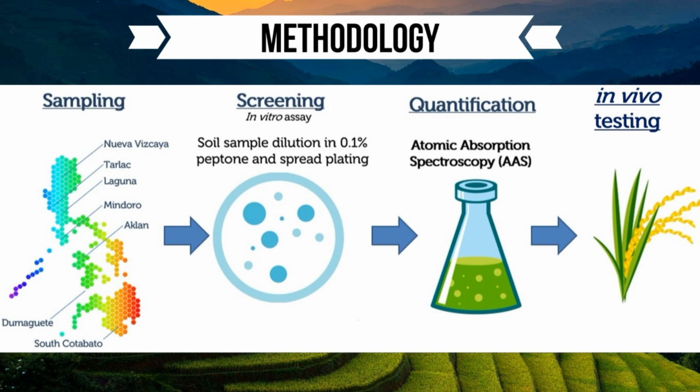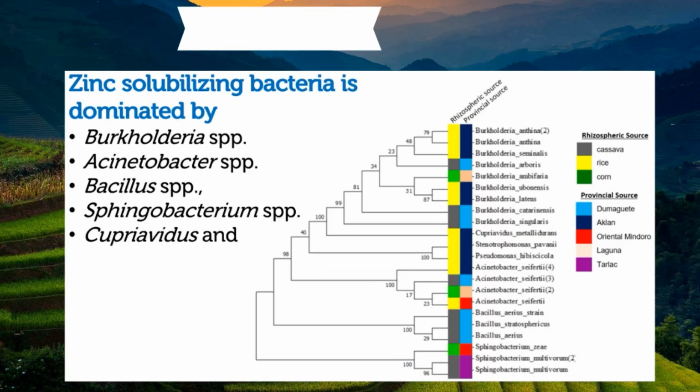We screened the isolates further for other plant growth promoting traits such as nitrogen fixation, phosphate solubilization, and biocontrol activity against Fusarium. And then, we quantified the amount of zinc released through atomic absorption spectroscopy. And then finally, we tested it under growth room, screenhouse, and then field condition.